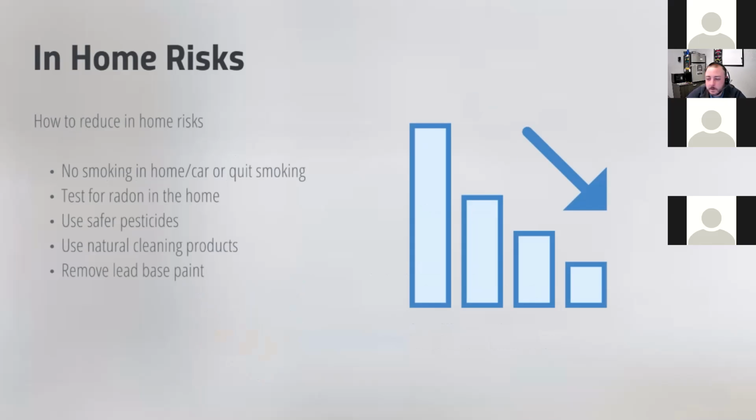So how do we reduce these in-home risks? Well, pretty easy. Stop smoking, right? Don't smoke in the home; go outside if you're going to smoke. Test the house for radon. Offer natural pesticides and natural cleaning products. And, if you can, remove the lead base in the home. It's probably going to be hard for us to remove that lead-based paint, but there might be some grant opportunities or some church groups out there that paint people's homes that might be willing to go in there and help remove it.